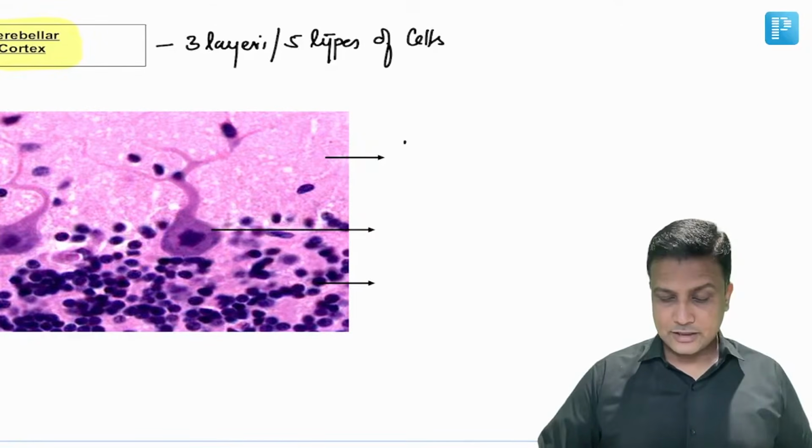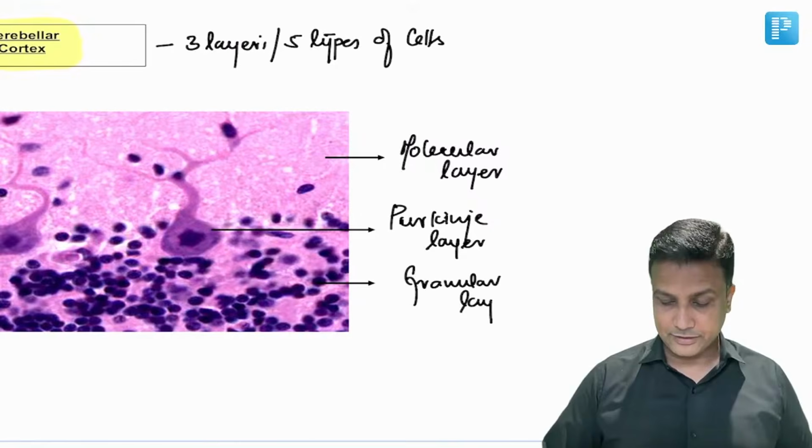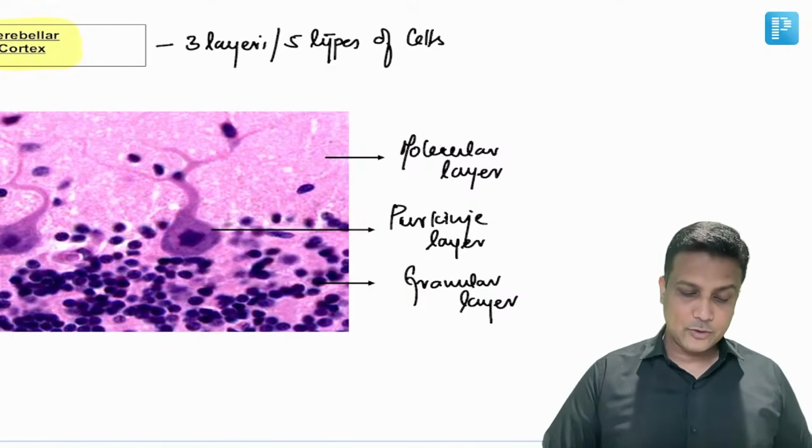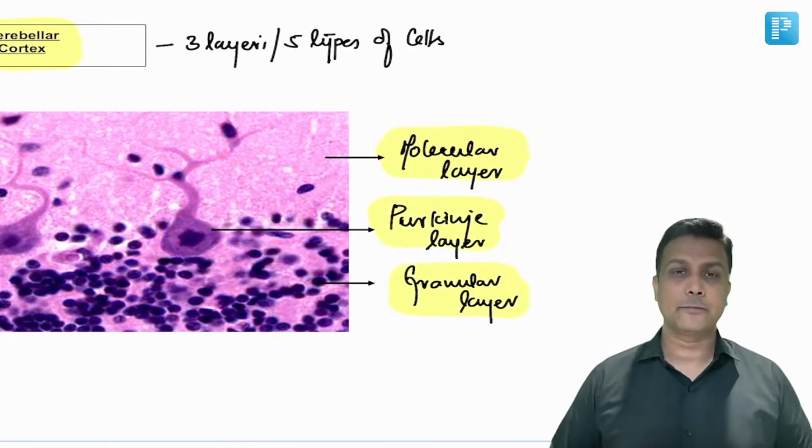Now this outermost layer here will be referred to as the molecular layer, and this middle one here will be the Purkinje layer, and the innermost one here will be the granular layer. Fine. So as I told you, let us learn these 3 names again, my dear friends. The outermost layer is the molecular layer, the middle one is the Purkinje layer, and the innermost one is the granular layer.